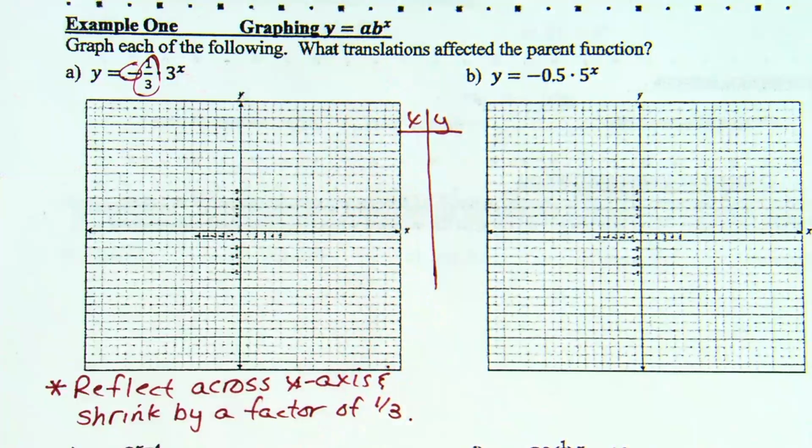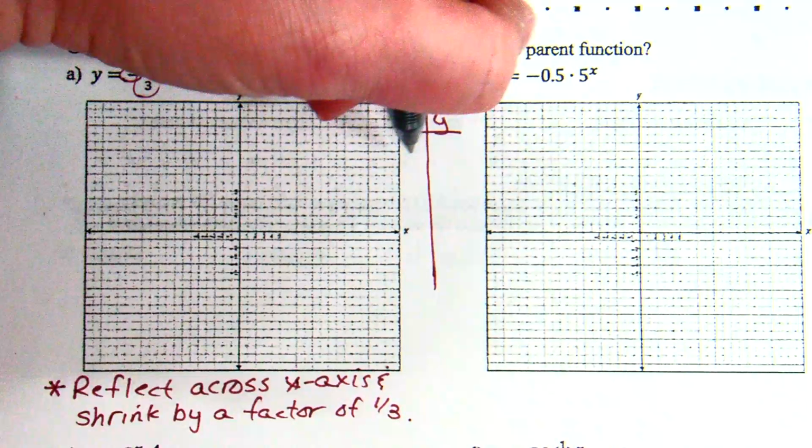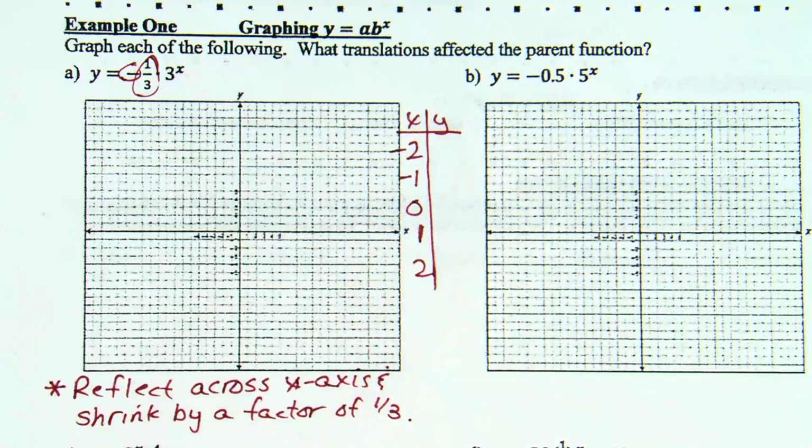What are good values to use in an XY chart? 0, 1, 2, 3 if you want, negative 1, negative 2. You can go as far as the 3s if you want. I'm going to use negative 2, negative 1, 0, 1, 2. You definitely want some positives and negatives in there, and 99.9% of the time I love 0. It's rare that I don't like zero in a problem. So, should we just jump right into the negatives there?